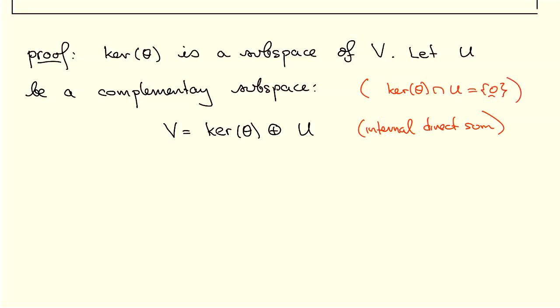Okay, and our aim now is going to be to show that U is isomorphic to the image of theta. And then we've got the theorem. So we'll show that U is isomorphic to the image of theta. So how does that work? We have to find an isomorphism. Well, there's not much going on except for this linear transformation theta. So we'll use theta to construct the isomorphism.